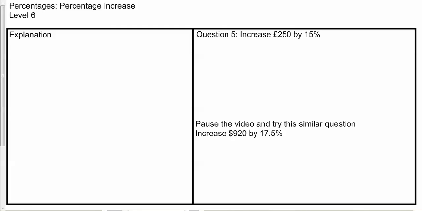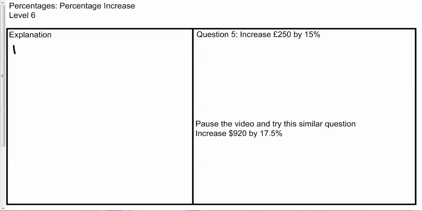Hi there. In this video we're looking at percentage increase, and the basic question we're looking at is increase £250 by 15%, and I've got an extension question of increasing $920 by 17.5%.